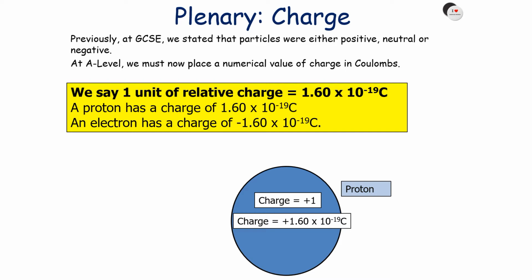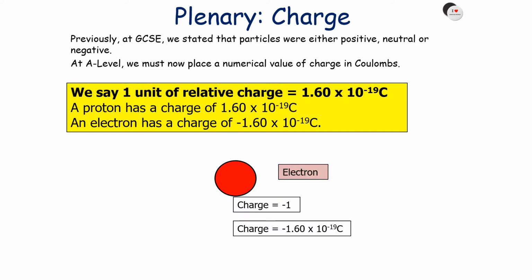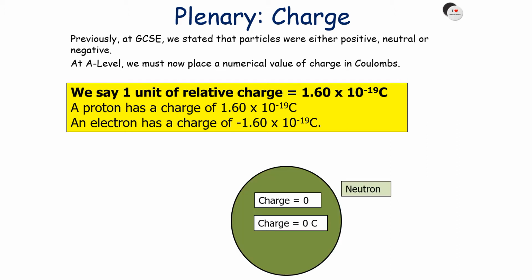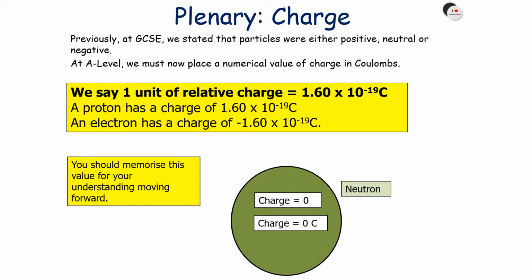So the proton has a charge of +1 or plus 1.60 times 10 to the minus 19 coulombs. The electron has a charge of -1 or a charge of minus 1.60 times 10 to the minus 19 coulombs, whilst the neutron has no charge. Now you should memorize this value for your understanding moving forward.